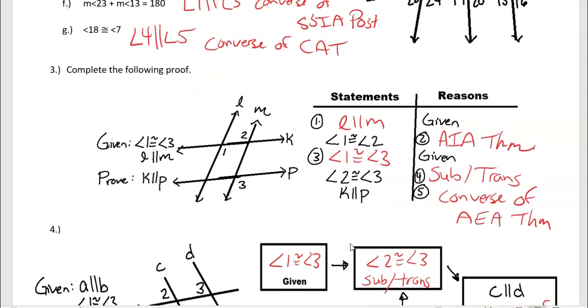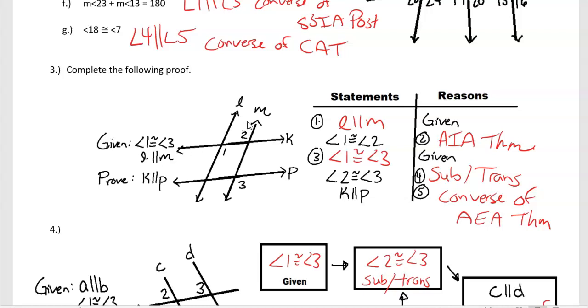Next, what we have here is a proof. Remember, when you look at your givens and you look at your prove part, it will give you hints as to what you're going to be doing. So since they tell you in the givens that you have parallel lines, you know you're going to be using alternate interior, alternate exterior, corresponding, or SSIA theorems. Most likely not SSIA because we care about congruence in this proof and not supplementary.